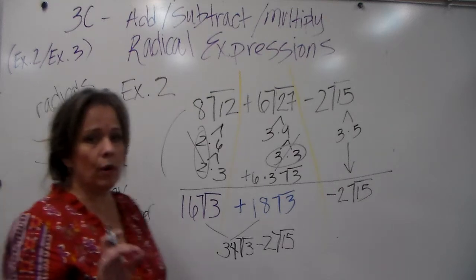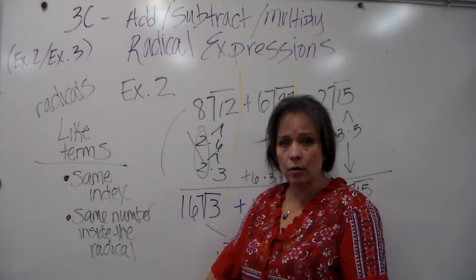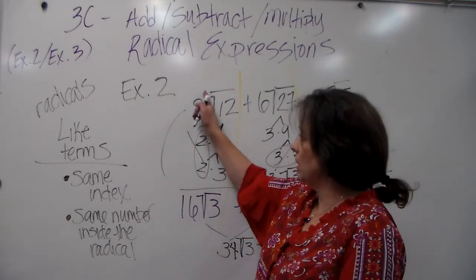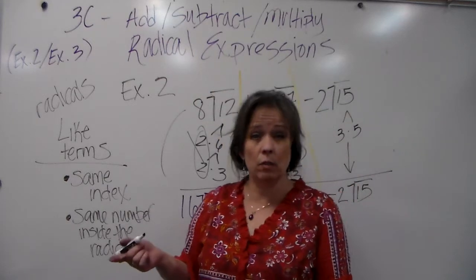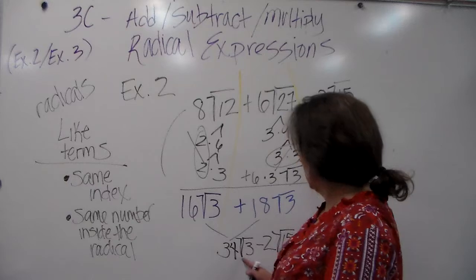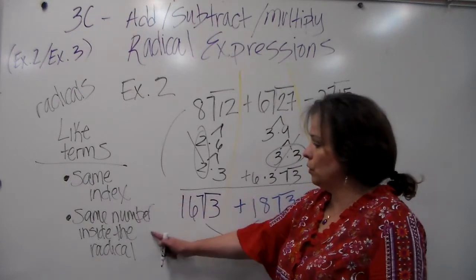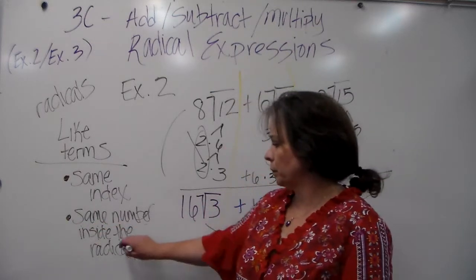So really important that we get clear: like terms for radicals means our index is the same. That means if you don't see a number, our index is the same. It's an invisible 2. And the number inside has to be the same. And then if we have those two, we can combine those terms, all right?